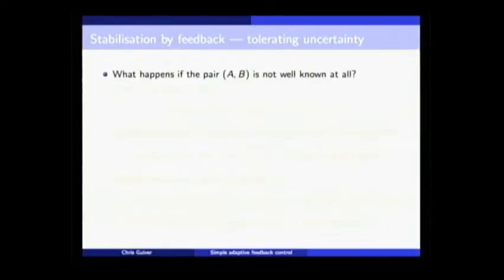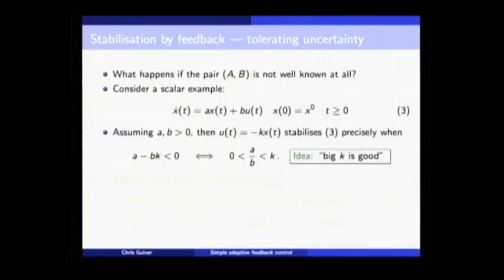But suppose I don't know A or B well at all. There's a lot of uncertainty surrounding them. So let's consider a scalar example. I mean, the answer is I need a more sophisticated controller. So now I'm considering the same model, but everything's scalar. This is illustrative. Suppose all I know is that A and B are positive.